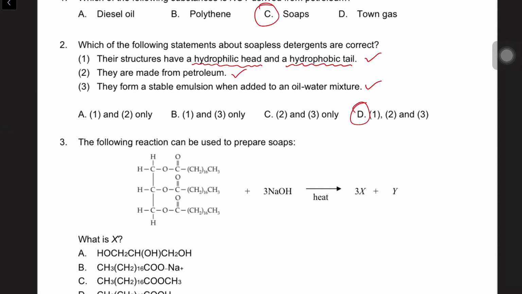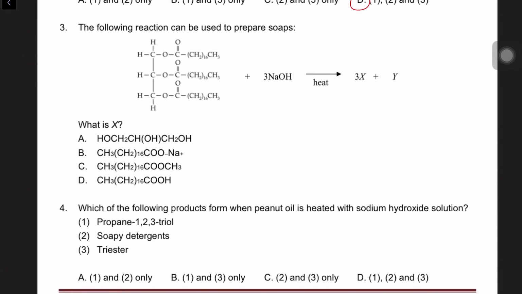And question 3, X should be... okay, sure, X will not be A because there should be one A formed. So A should be Y in our expression, and it won't be C or D because C is an ester and D is a carboxylic acid. They should not appear in the alkaline medium. So the answer is B.